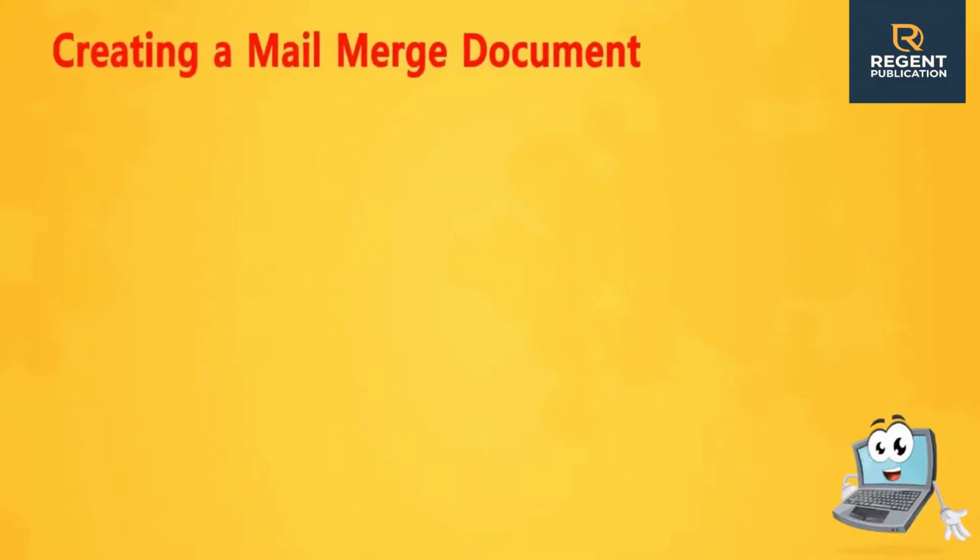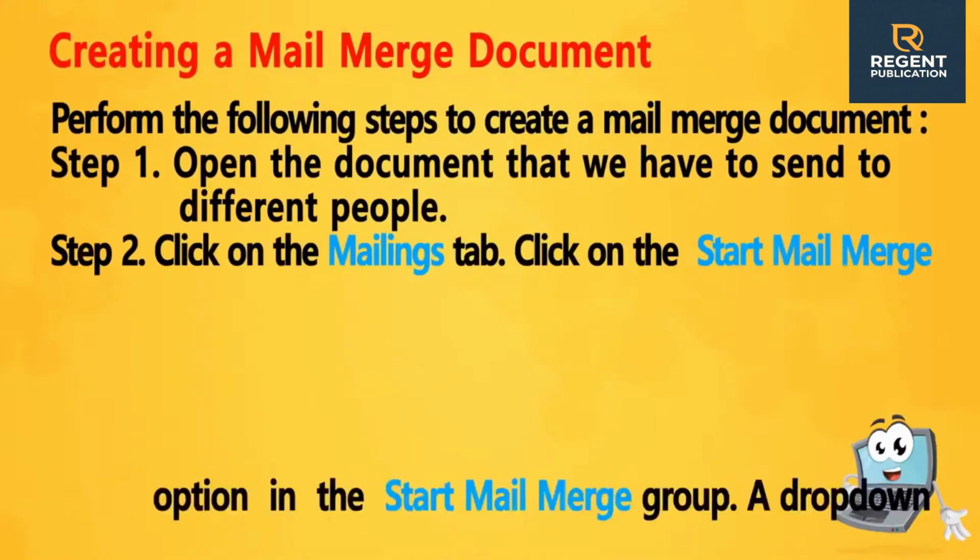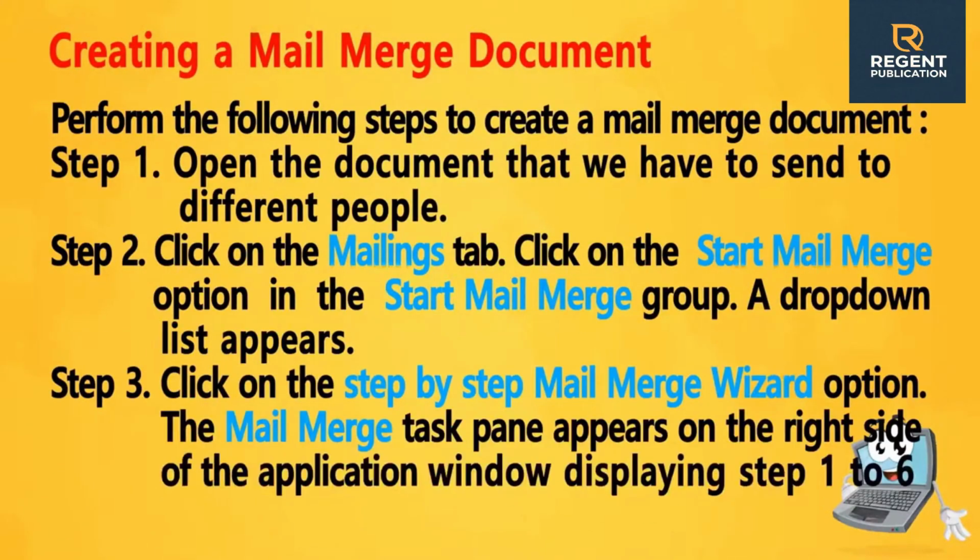Perform the following steps to create a mail merge document. Step 1. Open the document that we have to send to different people. Step 2. Click on the Mailings tab. Click on the Start Mail Merge option in the Start Mail Merge group. A drop-down list appears. Step 3. Click on the Step-by-Step Mail Merge Wizard option. The Mail Merge task pane appears on the right side of the application window, displaying Step 1 to 6 at its bottom.